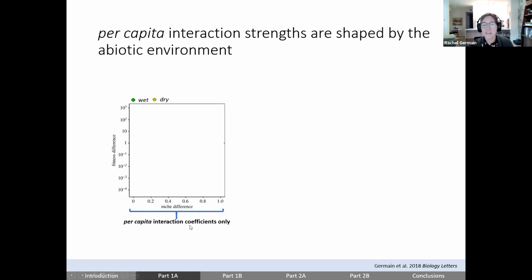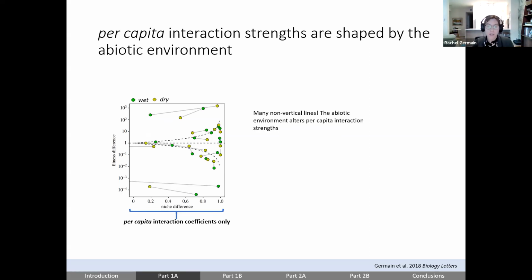But importantly, it's only this x-axis, it's only the per capita interaction coefficients, that affect the magnitude of these relationships, okay? And that's important because if these per capita interaction coefficients are not modified by the abiotic environment, you would basically expect the environments to just be a vertical line, because it's just affecting the intrinsic growth rates and it's not affecting those per capita interaction strengths. By contrast, if these aren't vertical lines, let's say it's purely horizontal or some kind of diagonal, this gives us evidence that the per capita interaction coefficients are in fact modified by the abiotic environment.